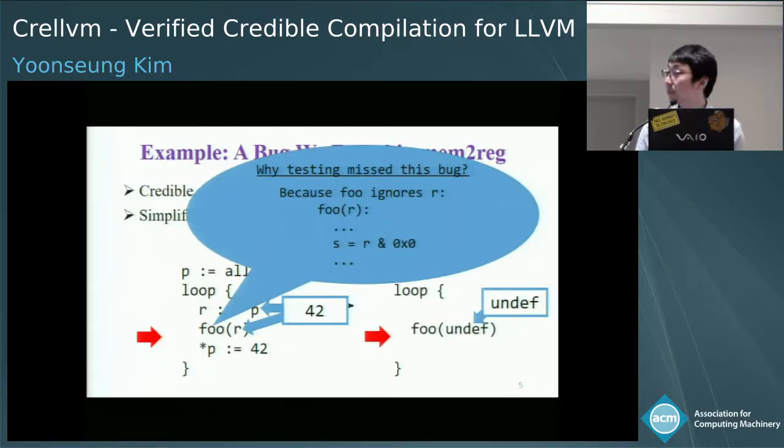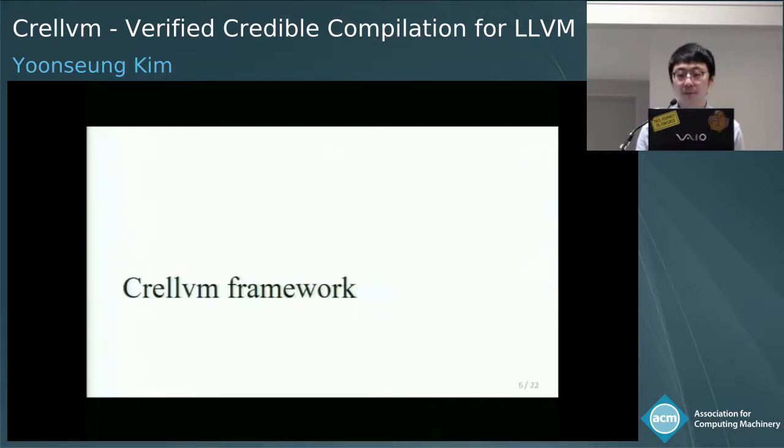The reason is quite simple. In the SPEC benchmark, foo happens to ignore the argument R by zeroing out its every bit, and thus they behave the same. Even though they behave the same, Crellvm could detect the bug because it examined the logical reason for the optimization. Now I'm going to talk about more details of the Crellvm framework with examples.